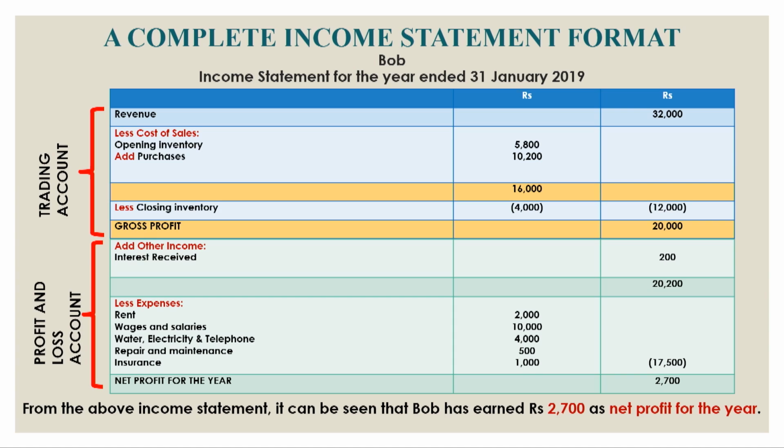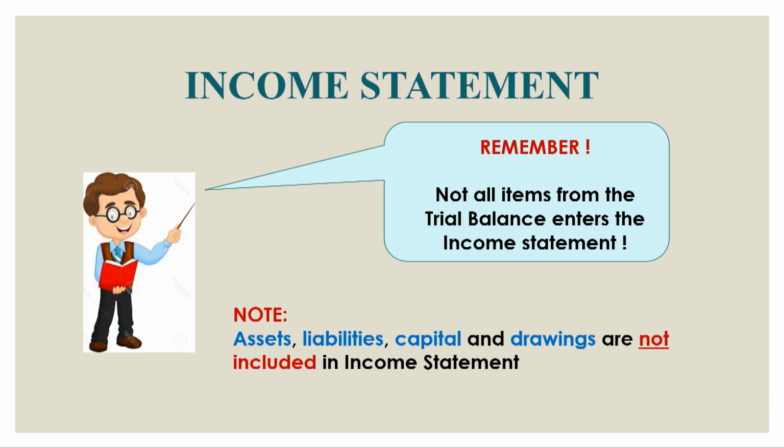From the above income statement, it can be seen that Bob has earned 2,700 rupees as net profit for the year. Remember, not all items from the trial balance enter in the income statement. It is to be noted that assets, liabilities, capital, and drawings are not included in the income statement.